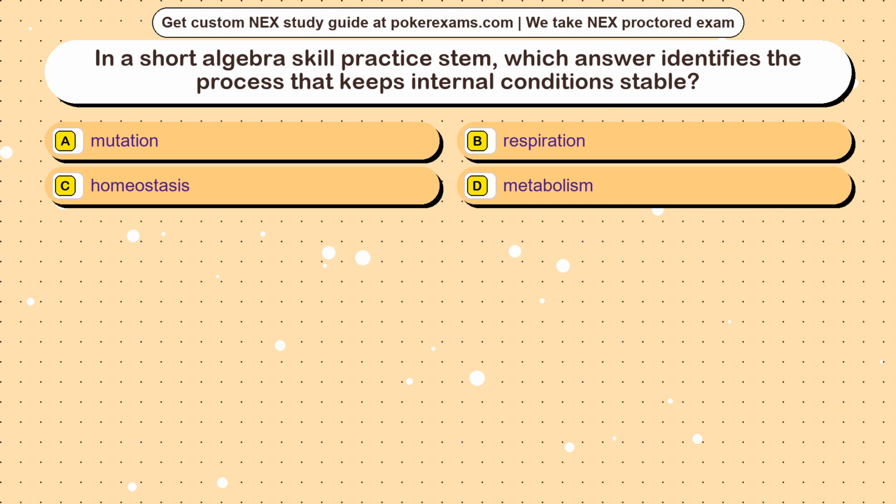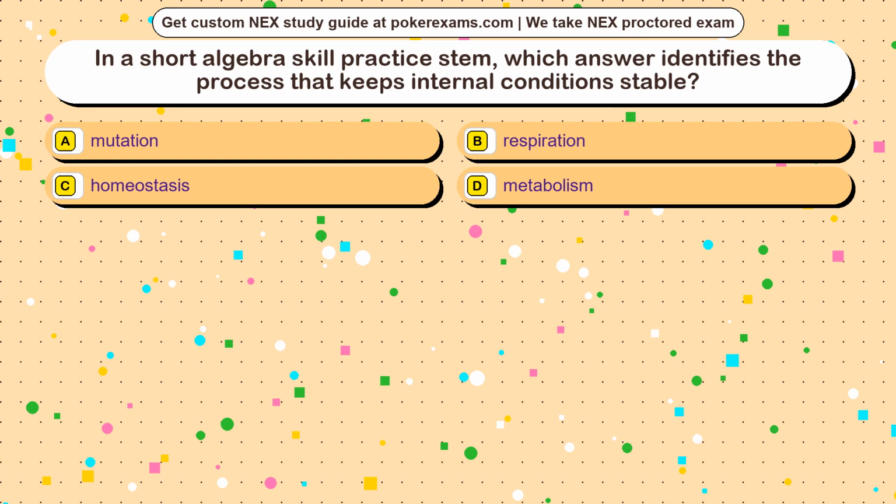Question 14. In a short algebra skill practice STEM, which answer identifies the process that keeps internal conditions stable? Option A, mutation. Option B, respiration. Option C, homeostasis. Option D, metabolism.